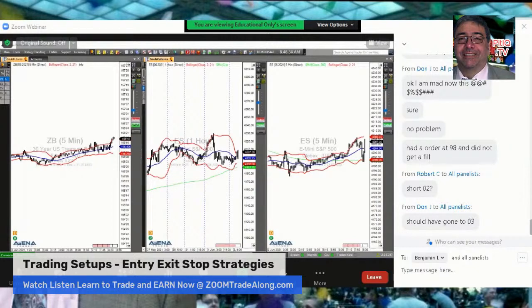All right, if you are going to have a trailing stop, again, you can have a 2 or 3 point trailing stop, or you can have the market set the stop for you. Right now, the stop would be at 01.